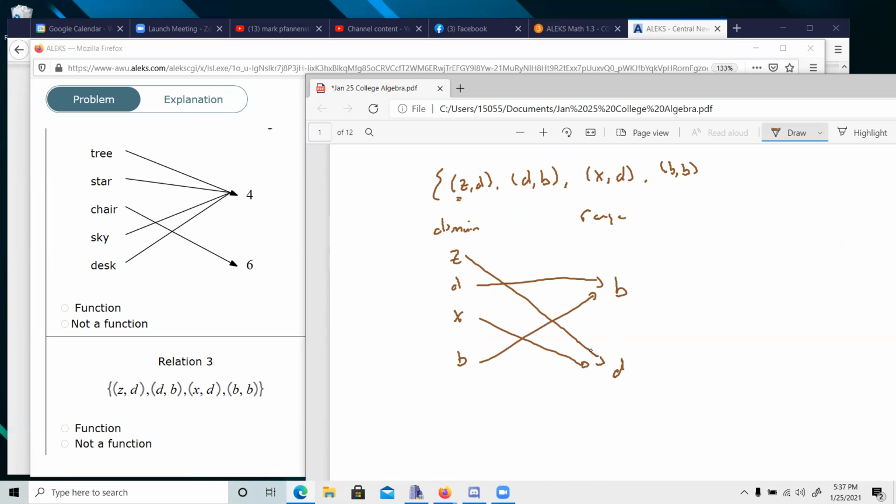So this follows the same rules. So we're just looking to see, in this case, are there any of these ordered pairs that have the first element appearing more than once? If that's true, it's not a function. So as it is, this is a function.